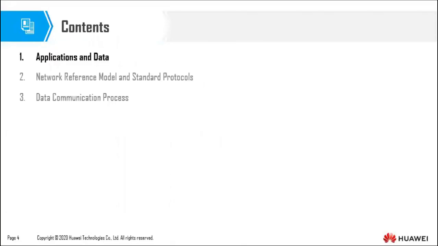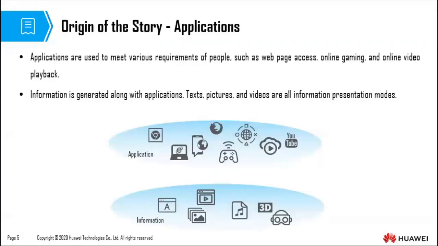Okay. So this particular chapter has three subtopics: applications and data, then the network reference model and the standard protocols. Then also we're going to summarize this whole thing into what we call the data communication process, to understand the whole bit of it. So let's begin. Maybe you can begin by, first of all, the definition of data. What is data? What is information?